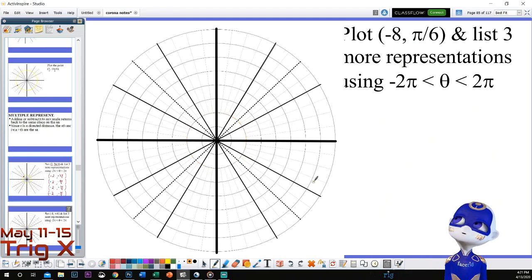Let's try another one. I bet you'll get it. In fact, let's go ahead. You go ahead, hit pause, try this on your own, and give it a shot. See what happens.